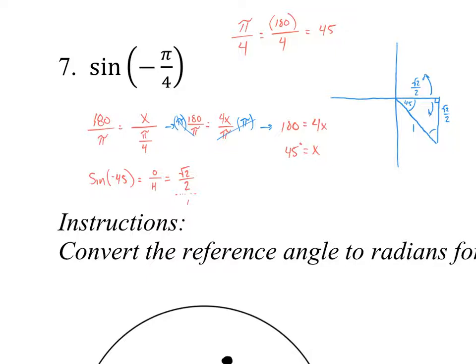And now we just have to think, if we're in quadrant 4, add sugar to coffee, is sine positive? And the answer is that it isn't, because it's only positive in quadrant 2 or quadrant 1. So we're going to make sure that we write our answer as a negative radical 2 over 2. And that's the answer to number 7. For number 8, I'm going to use the shortcut. I'm not going to do this whole proportion thing, so it won't take quite as long. Okay?